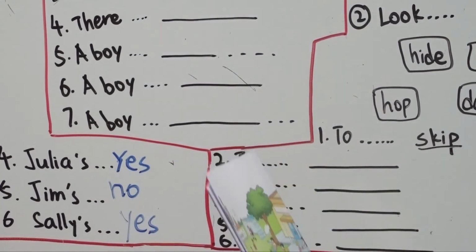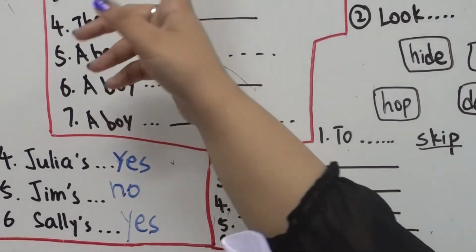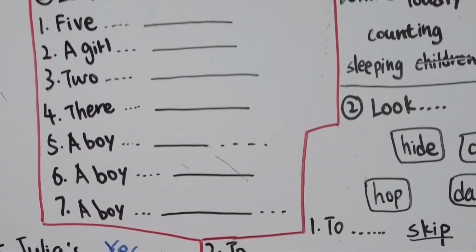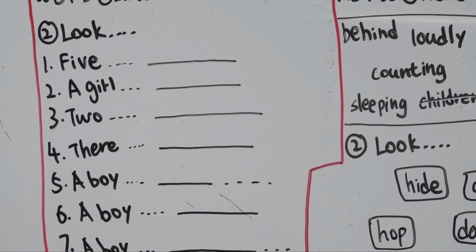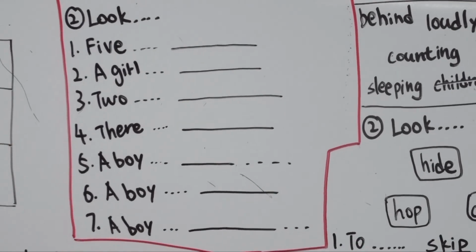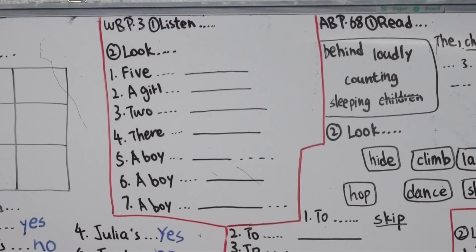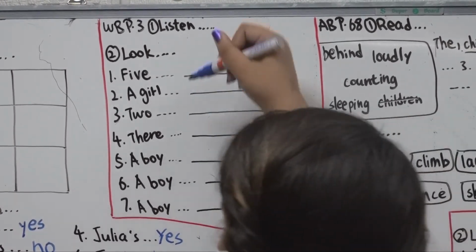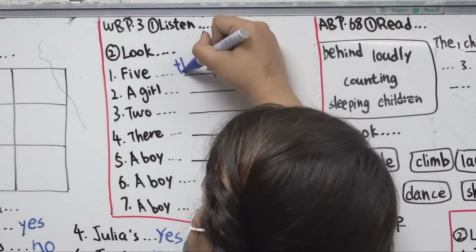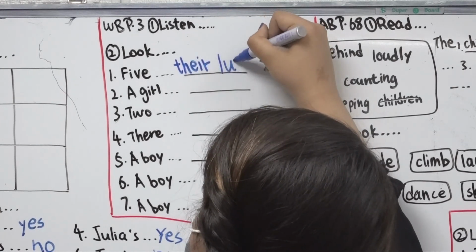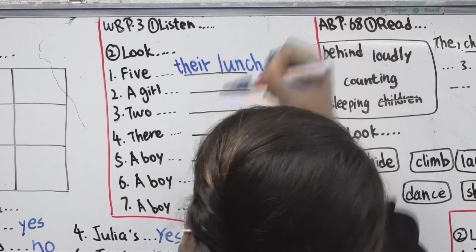Now let's have a look. Read and say the words to complete the sentence. Number 1. 5 children are sitting down eating. What are they eating? Their lunch. Yes. How to spell lunch? Lunch.